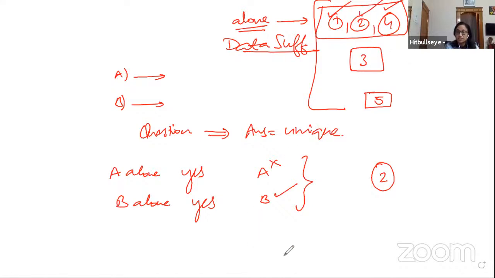Are you clear with the first set of options? When is 1 marked and when is 2 marked and when is 4 marked? Quickly tell me a yes or no.